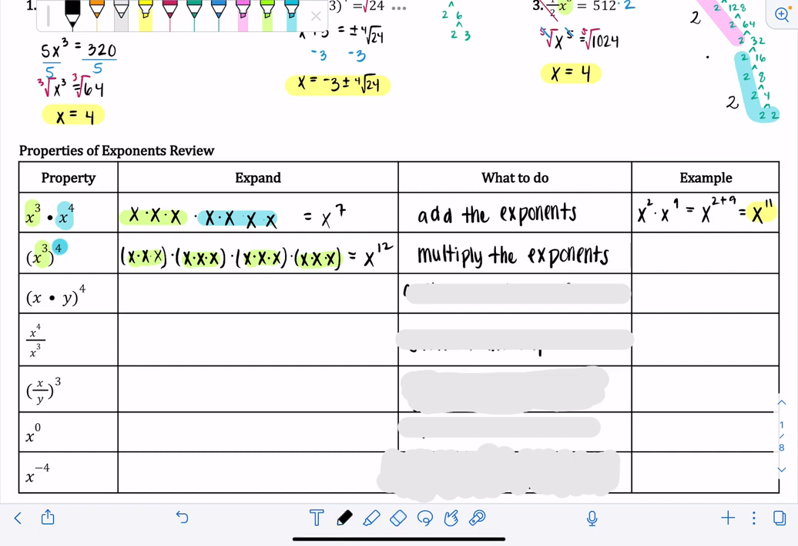So another example would be if I had, say, x to the 10th power, and then that was being raised to the 5th power. So if I were to expand that, I would have to write x to the 10th 5 times, which would be a lot. But we could just use the shortcut and multiply them together to get x to the 50th power.